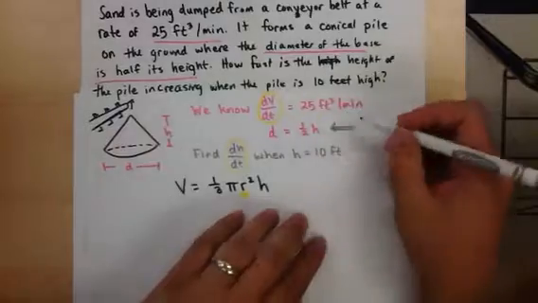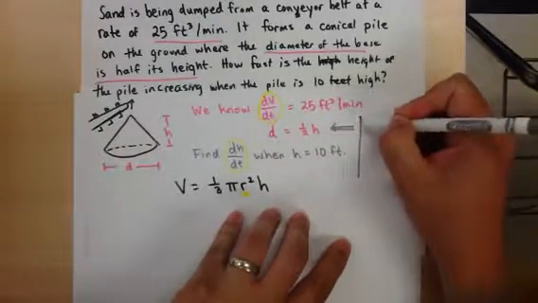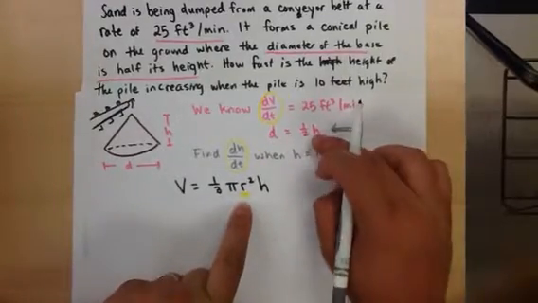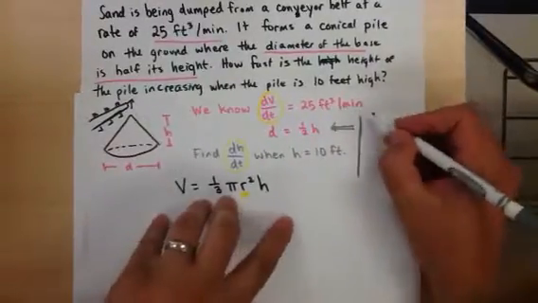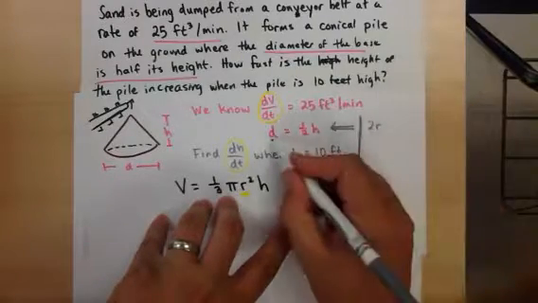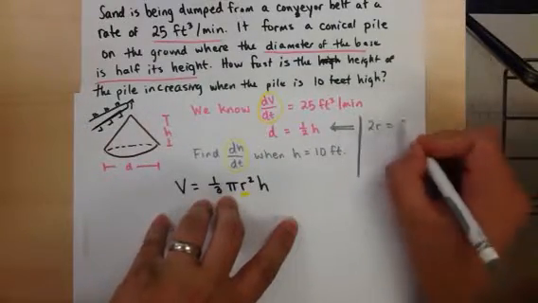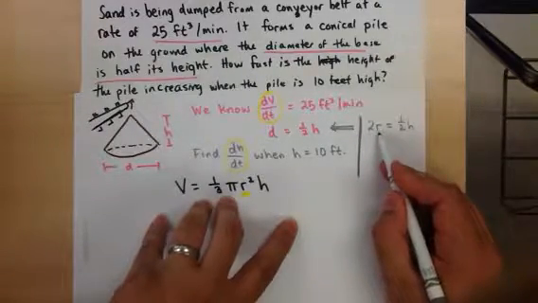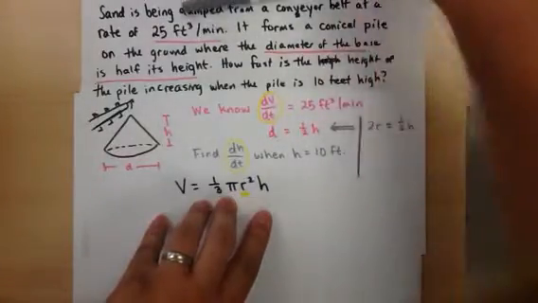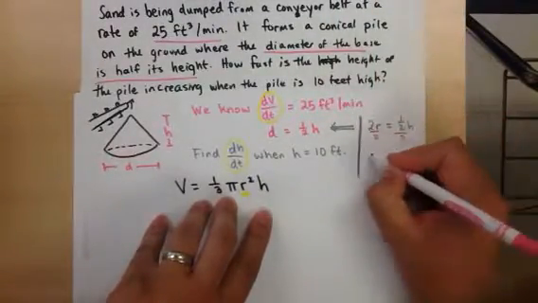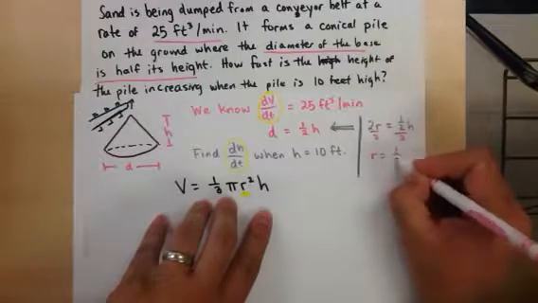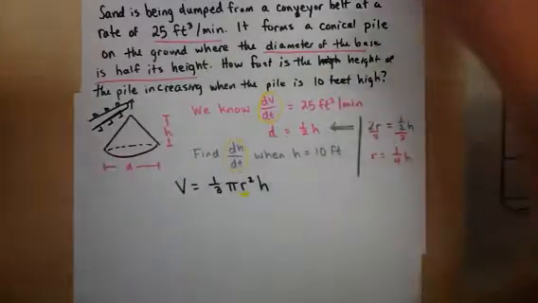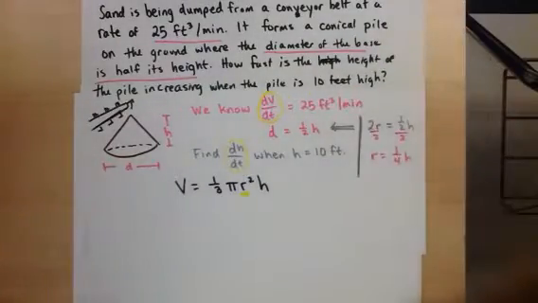And so what I'm going to do is I'm going to basically get rid of this radius by talking about radius in terms of height. So I know that if I double my radius, I get a diameter. So I'm going to replace the d with 2 times my radius, and I'm going to leave that the same. Now, I want to know what the radius is in relationship with the height, so I'm going to divide both sides by 2. And when I do that, I'm going to get my radius is the same as 1/4 of my height. And that stays no matter what, okay? As that pile grows, the radius is always 1/4 of the height.